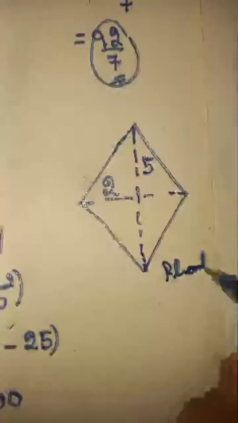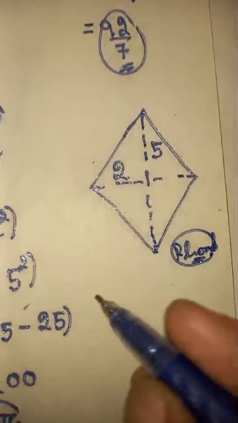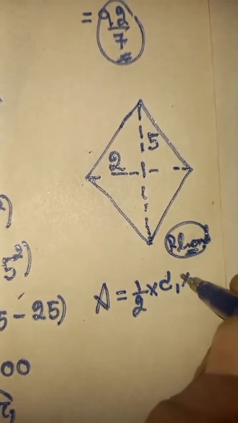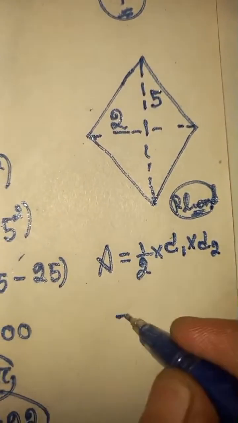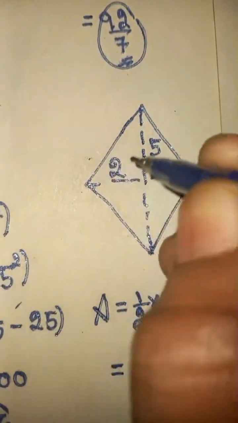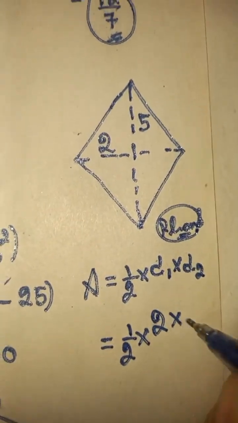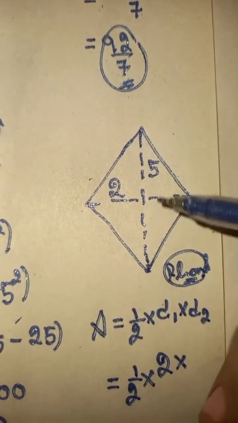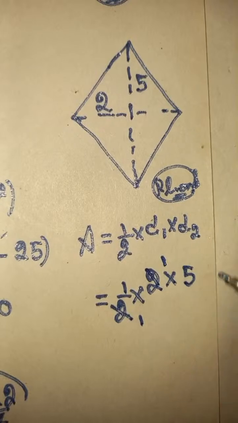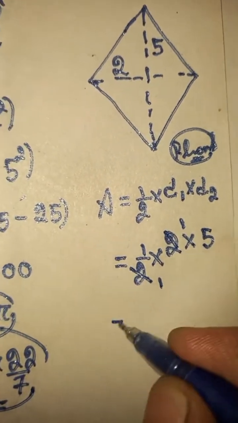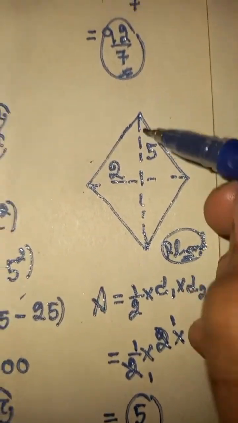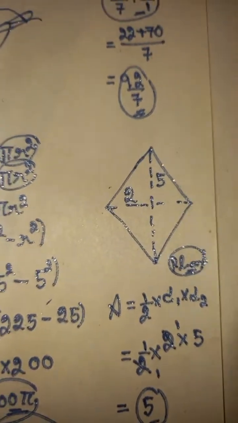In a rhombus, the actual area of the rhombus will be equal to half times of diagonal 1 times of diagonal 2. So it becomes half times of, this is diagonal 1 which is 2 units, times of, this is diagonal 2 which is 5 units. Here you can divide denominator and numerator, 2 by 2 is 1, so 1 times 1 times 5 becomes 5 square units. That is the area of this rhombus shape.